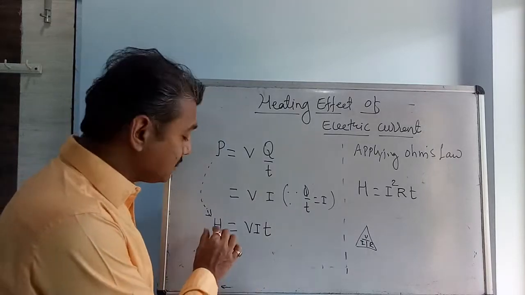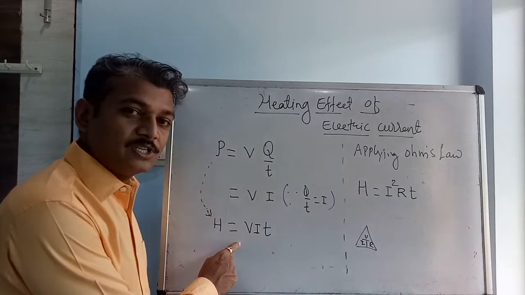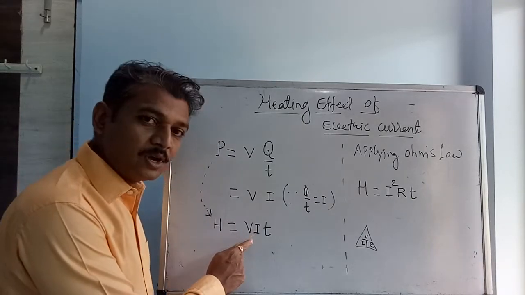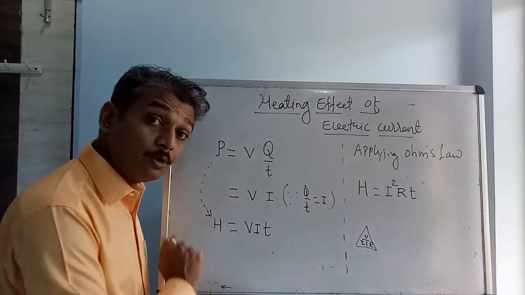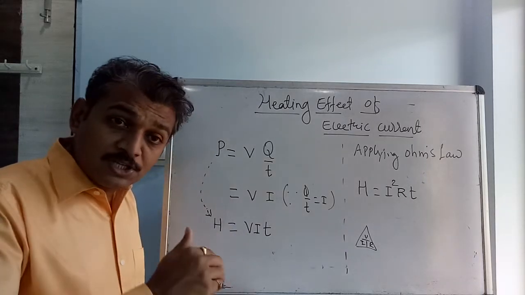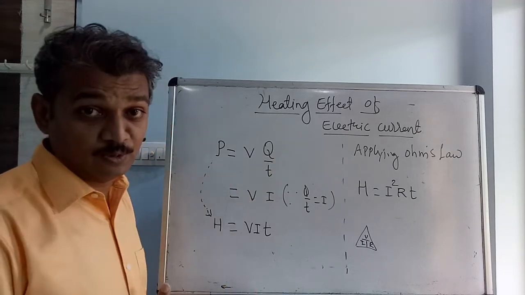Here you can see this heat which is given out is directly proportional to the potential difference, and directly proportional to the current as well. The very important thing is that it is directly proportional to the time also. As much time as you use the electrical apparatus, that much heat is given out.